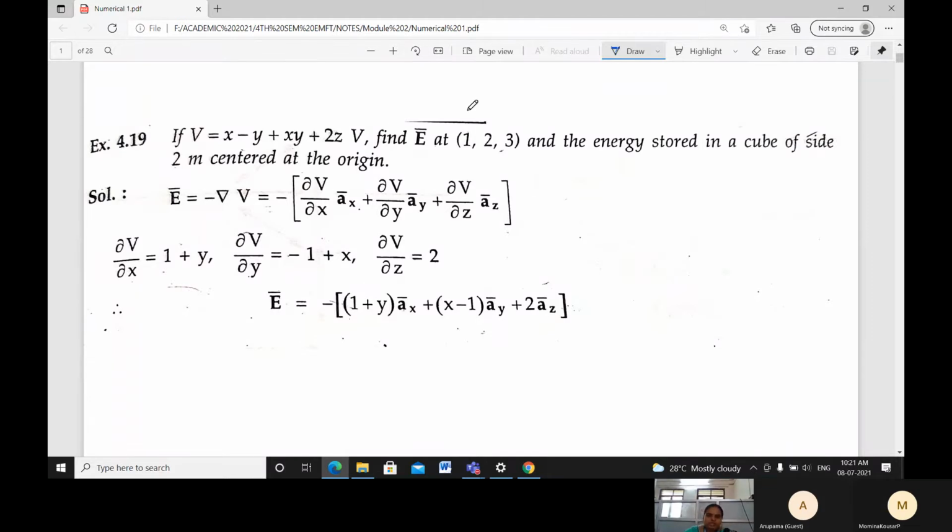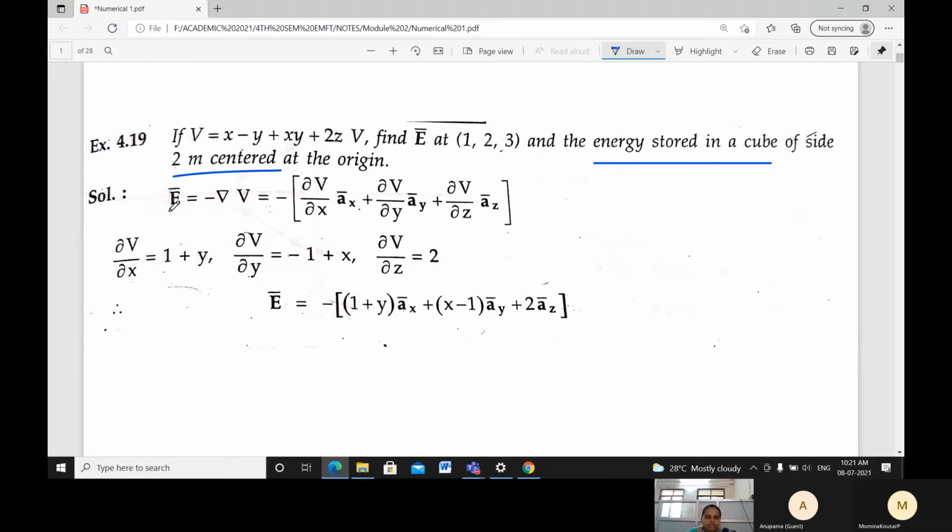Okay, next problem. It is given: if V is equal to x minus y plus xy plus 2z volts, find the electric field intensity at the point (1, 2, 3), and also find the energy stored in a cube of side 2 meters centered at the origin. This is what is given for us.